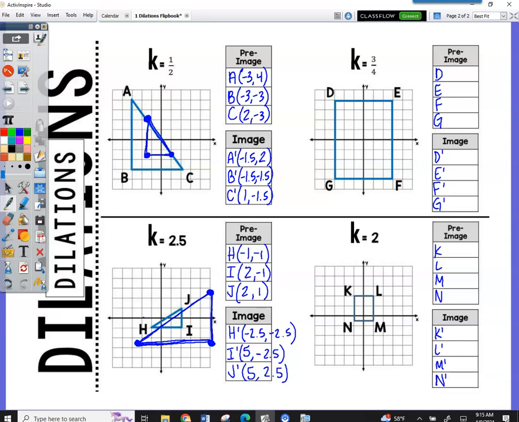Let's do this one right here. What is a way to write 3/4 in decimal form? Think money. Think quarters. 0.75 is the decimal form of 3/4. So instead of multiplying by 3/4, I could multiply by 0.75. And that would give me the decimals that I need. Okay?